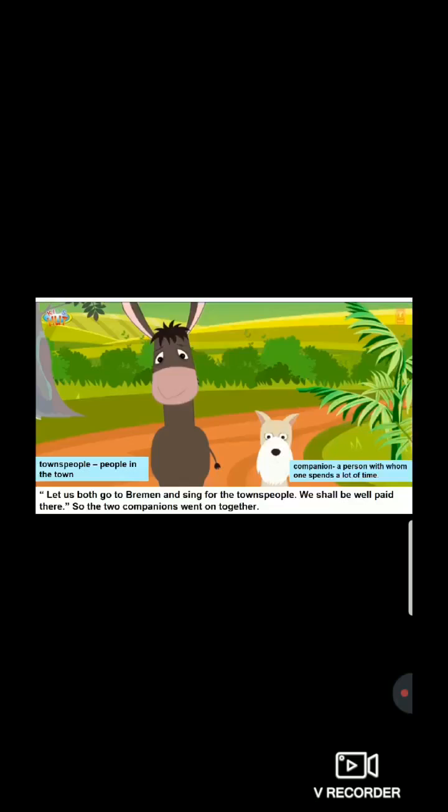So they are going to the Bremen town, and there they are going to sing songs for the townspeople. What they are saying is that we shall be well paid there, which means we both partners are going to the Bremen town, and there the townspeople are going to pay us something, going to give us food to eat. So the two companions went together, the two partners, to the Bremen town.